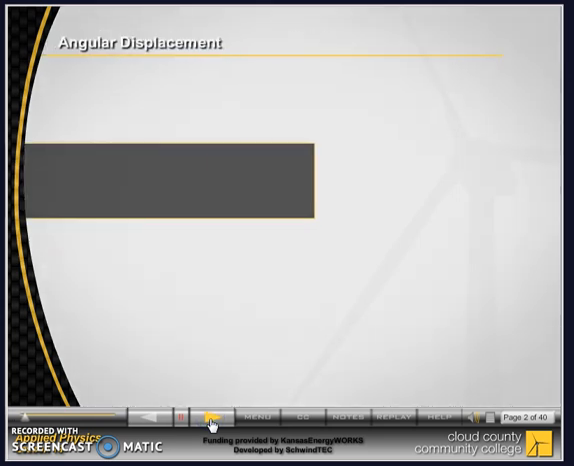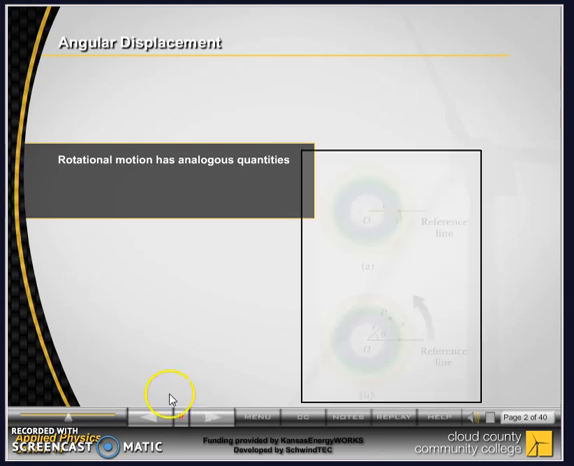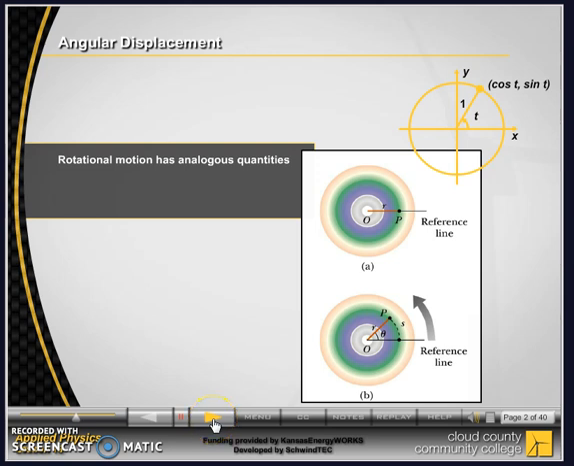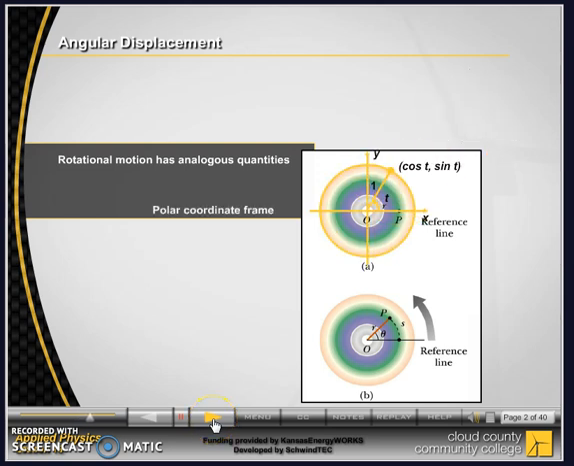Just like when we examined linear motion, rotational motion has analogous quantities. Throughout this lesson, you should be aware of the similarities of these concepts to the corresponding ones from the previous linear motion discussion. The figure at the top can be imagined to slide over the reference frame in A. This is a polar coordinate frame which has many similarities to the Cartesian coordinate system we explored during the mathematics lesson.